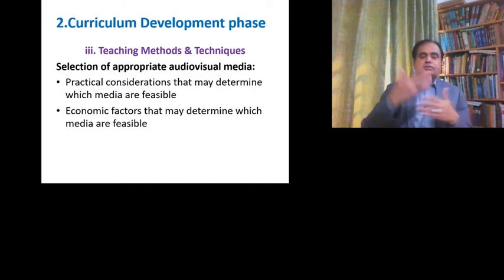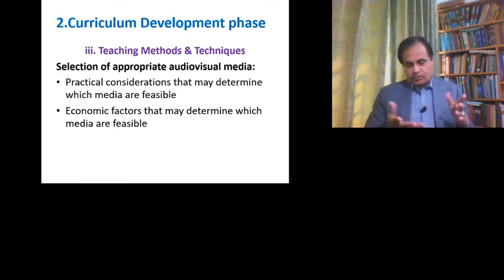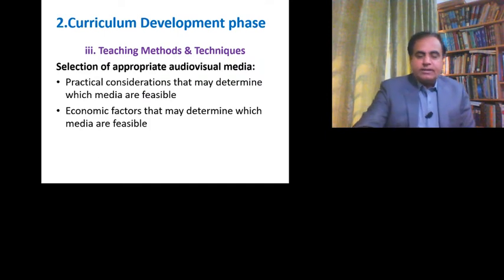I'm just going through these points, and I hope you would ask me more about these things, because they are practical things. Economic factors that may determine which media are feasible, of course. This is also very important.